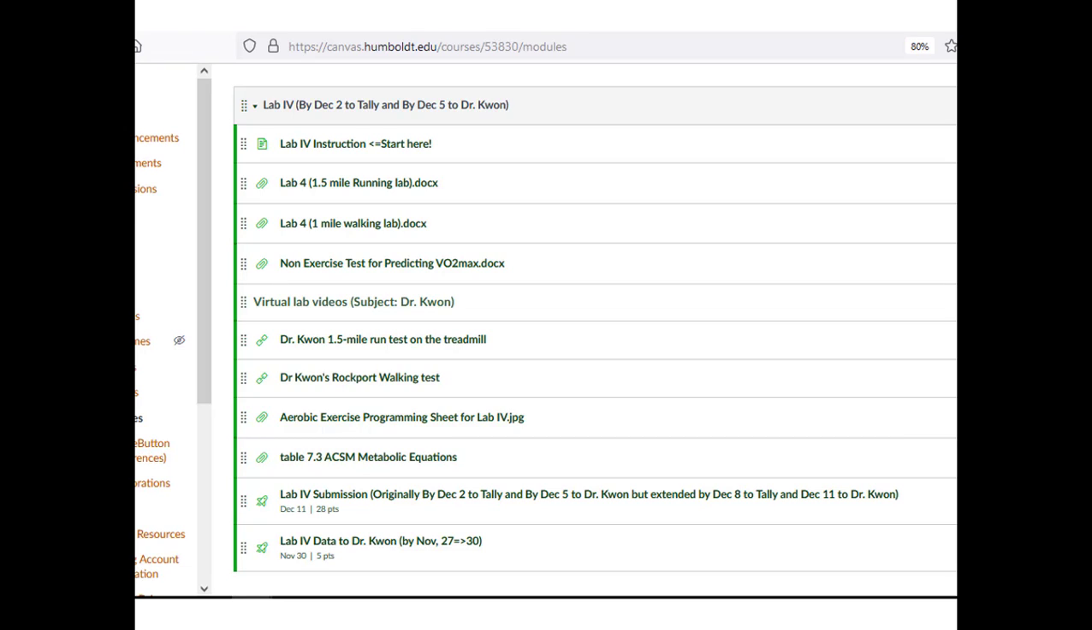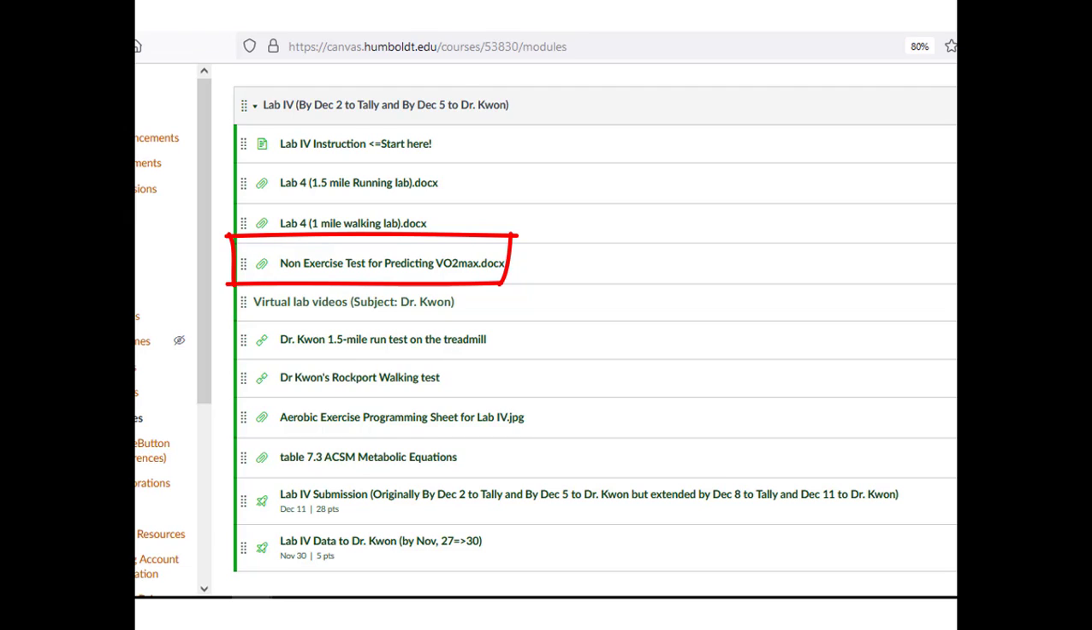That is, you need to make your own exercise program. Did you remember it? You already read it, right? But in this case, if you didn't run 1.5 miles or walk 1 mile, how can you make your own exercise program? This is why I put the non-exercise test for predicting VO2 max documentation. So you can report using Dr. Kwon's video, but you can put your own exercise program in this lab assignment.